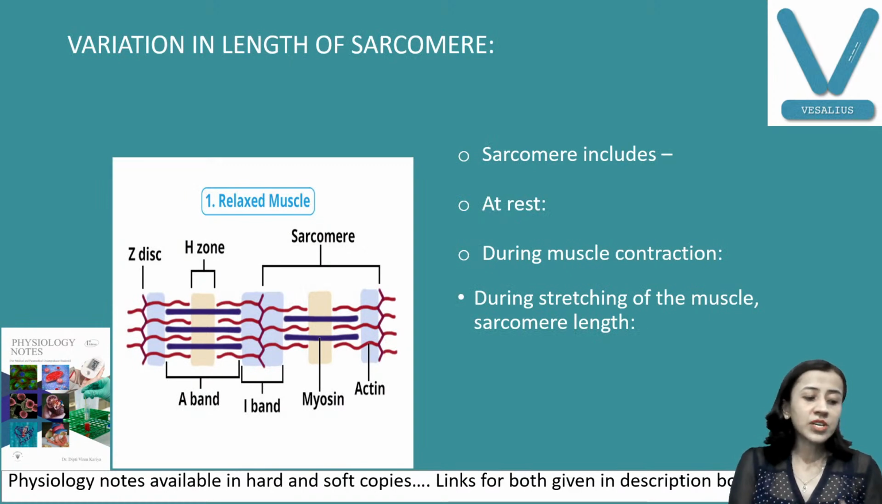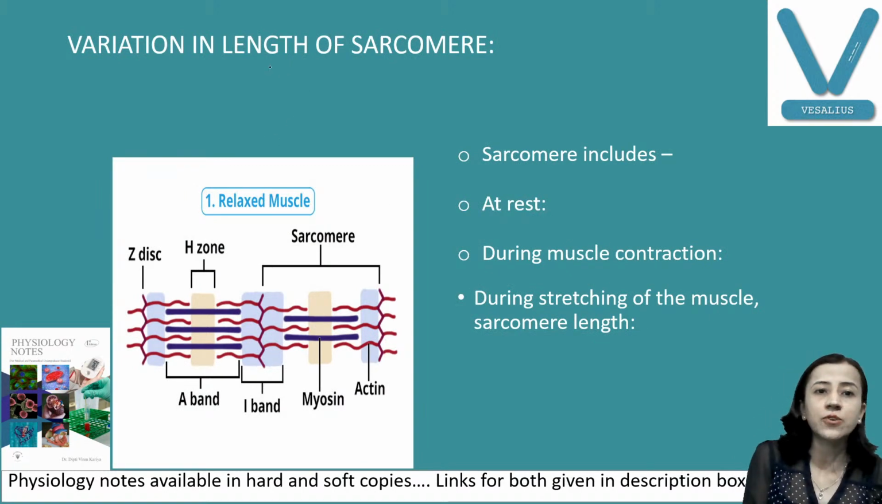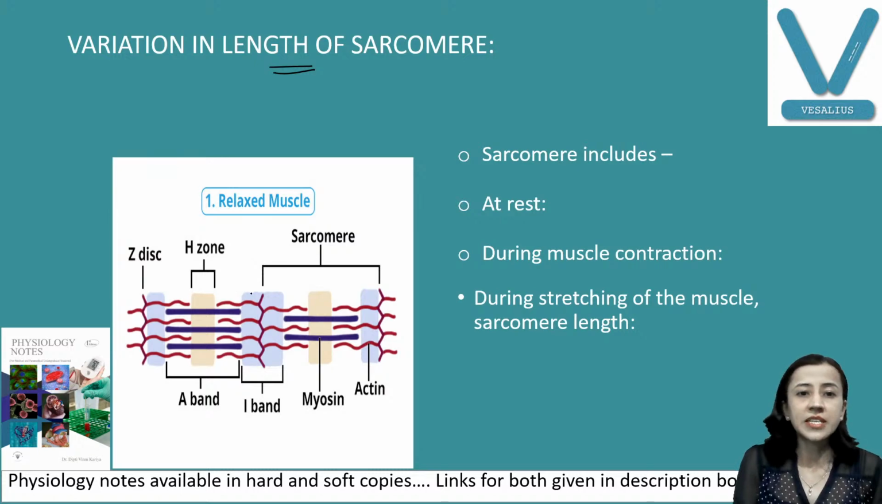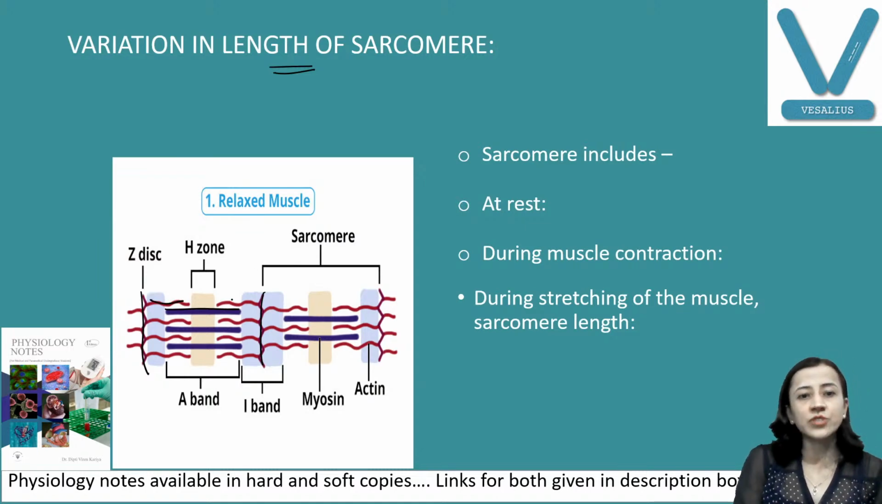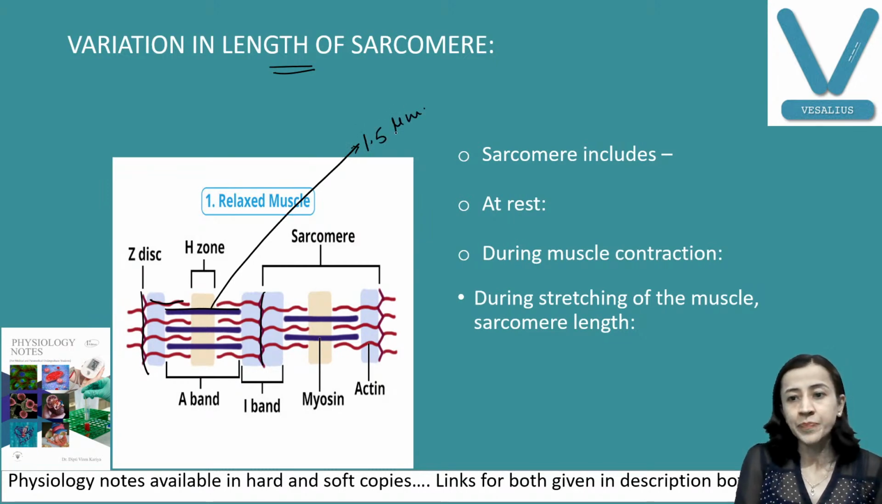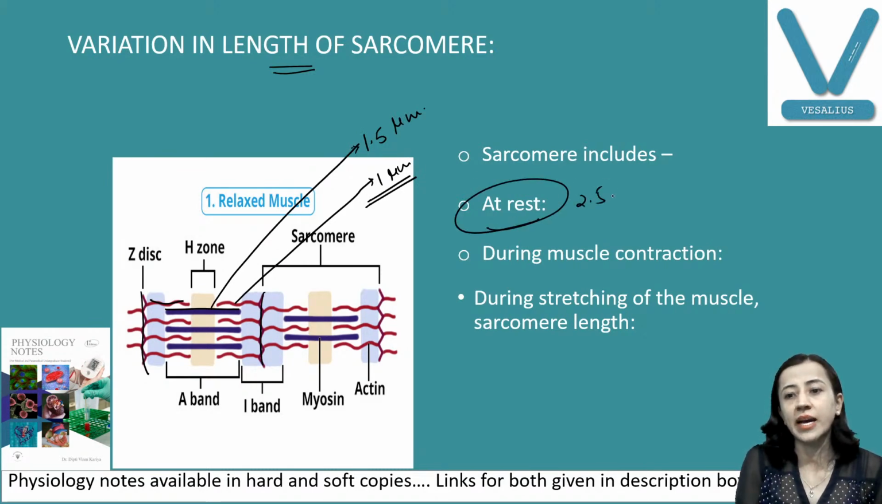Now we discuss how the length of the sarcomere changes. You can see here this is the sarcomere, as we have discussed, between two Z lines. At rest, this is the A band and this is the I band. The A band length is 1.5 micrometer, and the I band length is 1 micrometer. So the total length of the sarcomere at rest is equal to 2.5 micrometer.